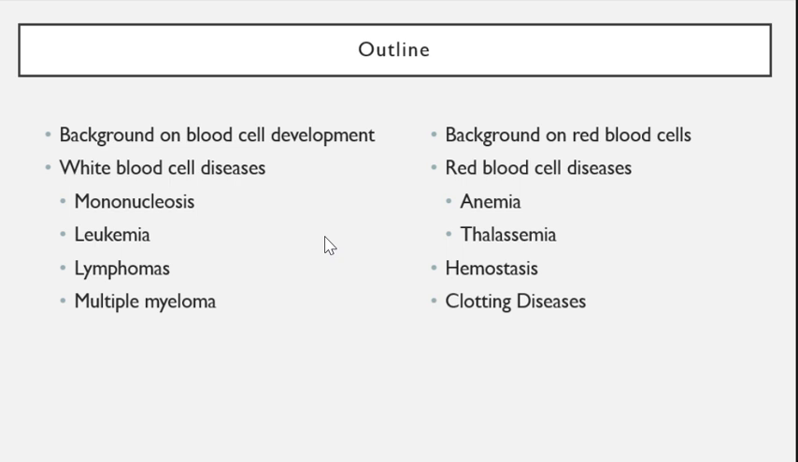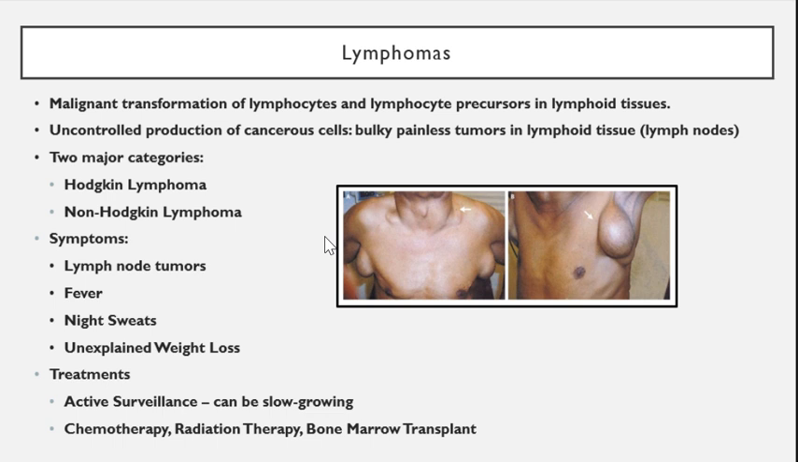So we talked about all the white blood cell diseases, and so now we're going to move on to lymphomas, which is after leukemias here, right? So with lymphomas, do y'all know about the lymphatic system? Y'all taking anatomy, right? Through and through.